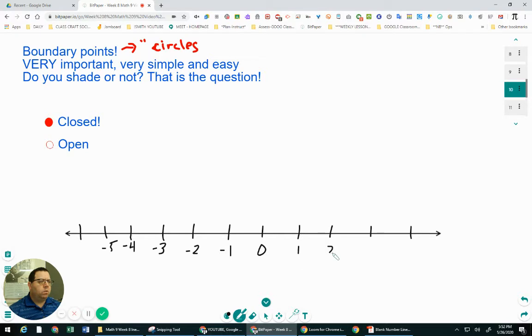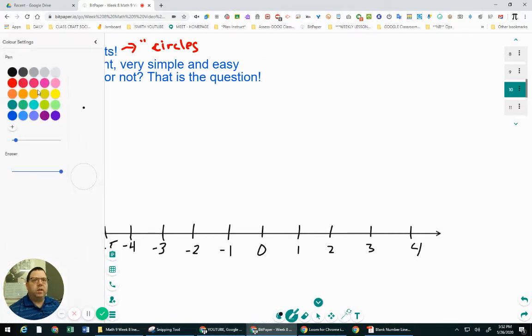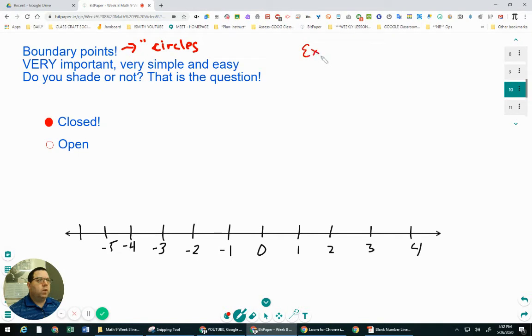Now, let's go 1, 2, 3, 4. Okay, let's plot a number of expressions on this number line. And since the number line is black, I'm now going to just switch with various colors. So here's example 1. I'm just going to use x for all of these. Let's say x is supposed to be greater than 2.